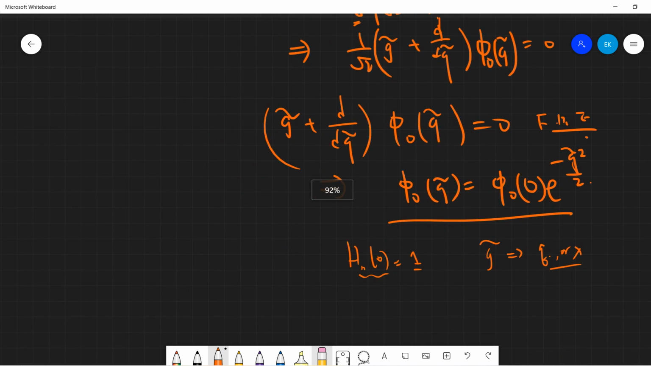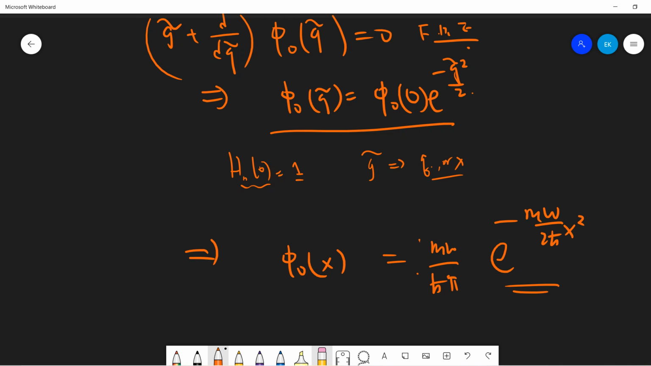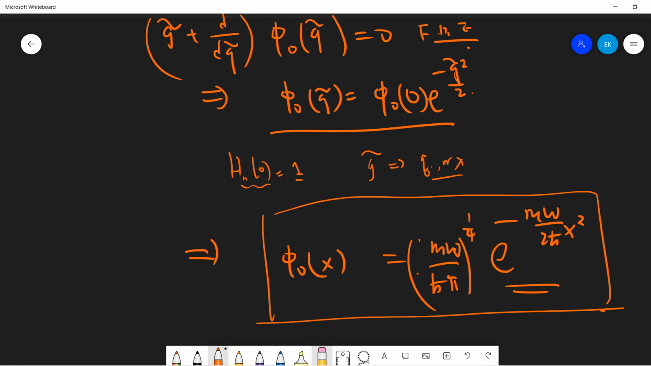So after you change it back, then you can get our ground state will be this one. Right, this one. And this can be solved by just normalization. So the result will be this. Okay, so this is the answer.